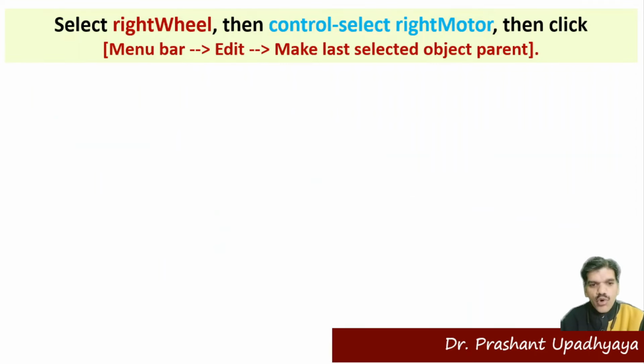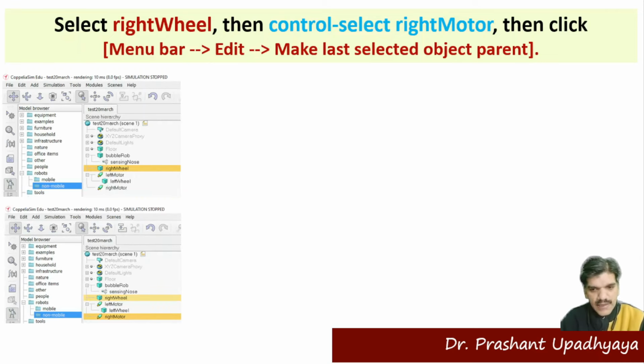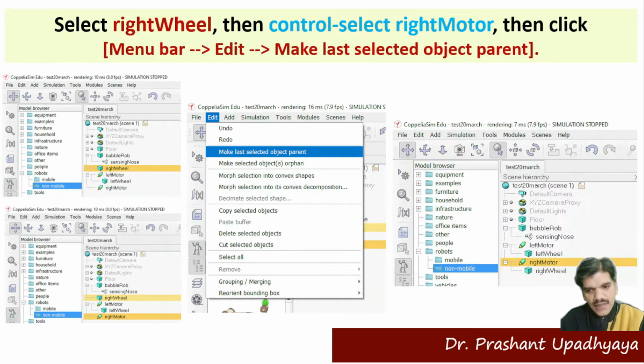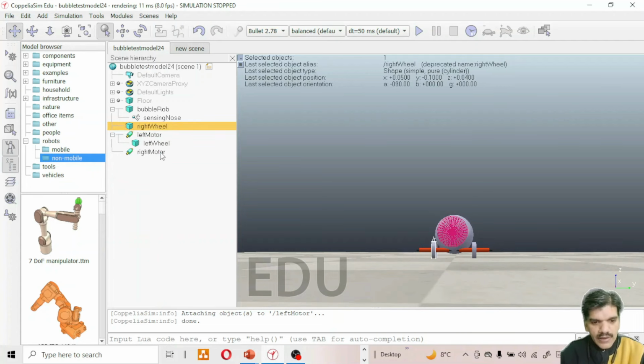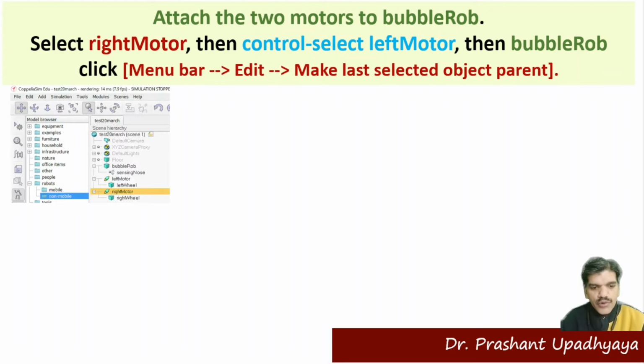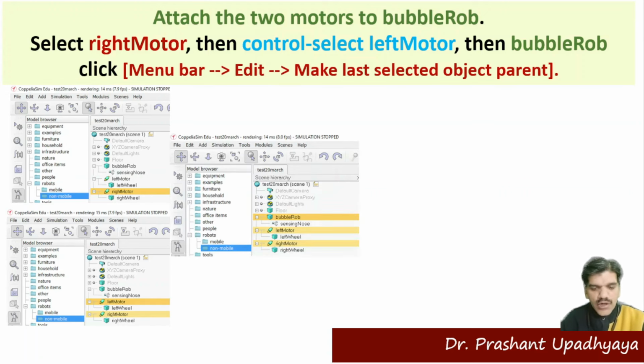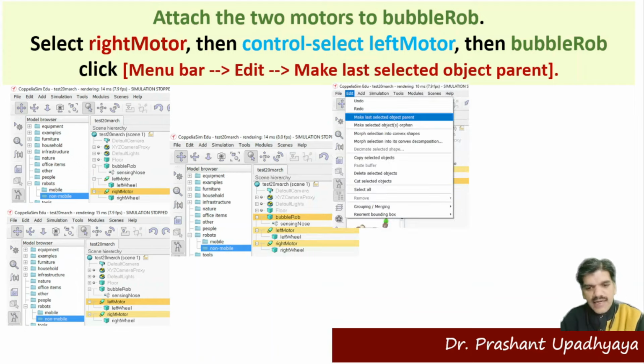We do the same for the right wheel: select the right wheel, then select the right motor, and make the last selected object the parent. Now we want to attach the two motors to the bubble rope. So we click on the right motor, then the left motor, then the bubble rope, and make the last selected object the parent.